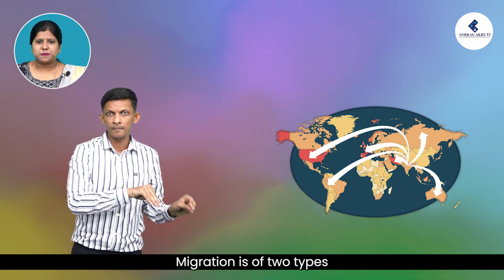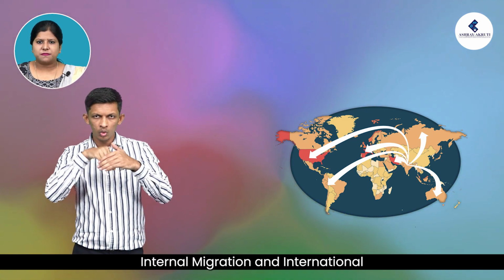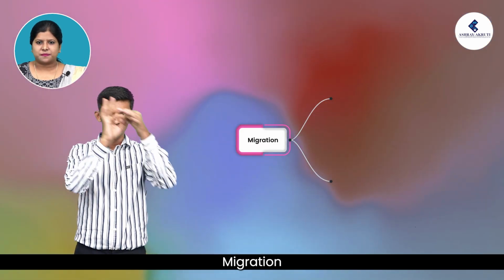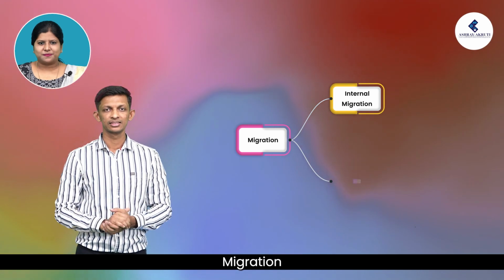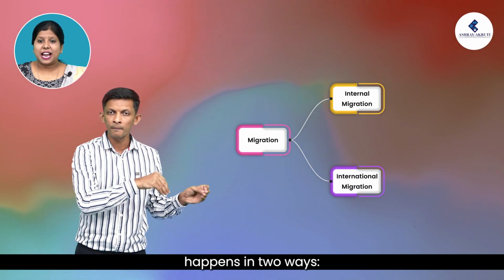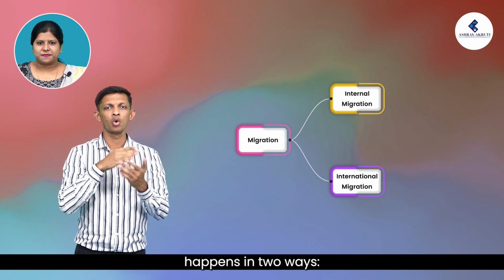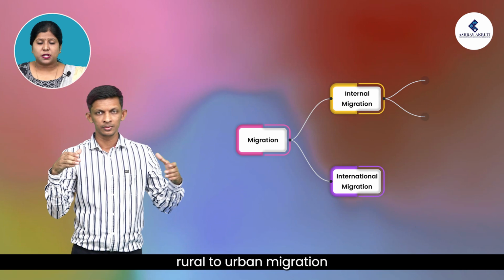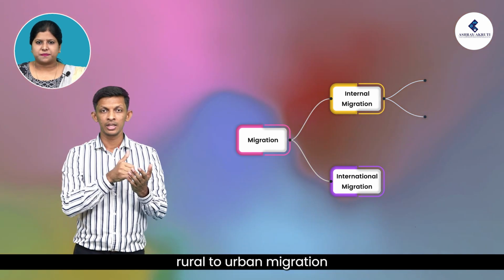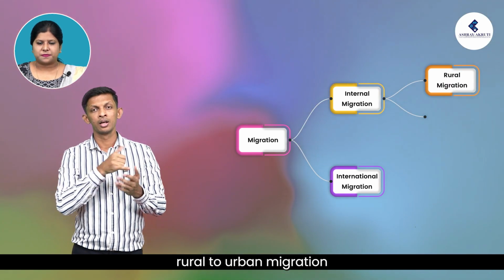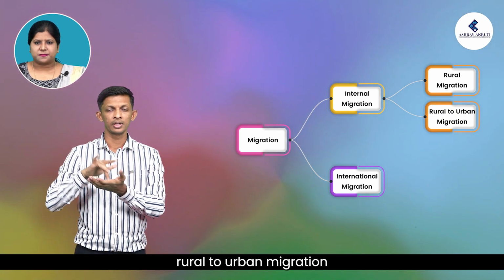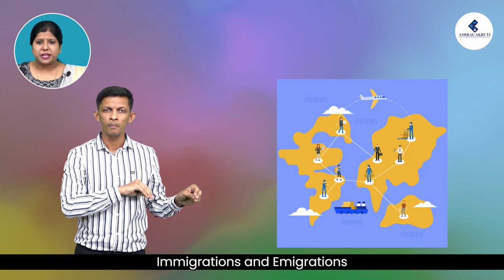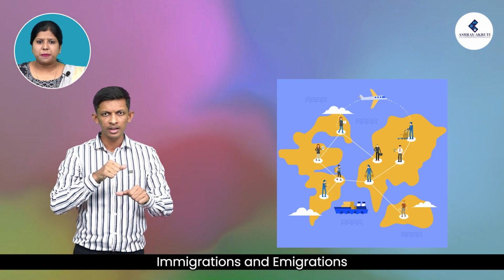Migration is of two types, internal migration and international migration. Internal migration happens in two ways: rural to rural migration and rural to urban migration. International migrations are immigrations and emigrations.